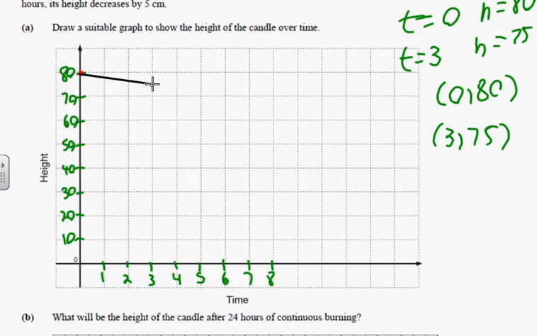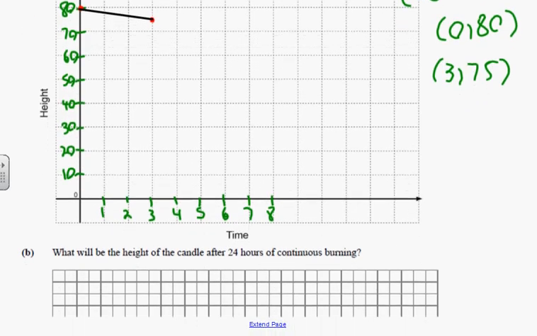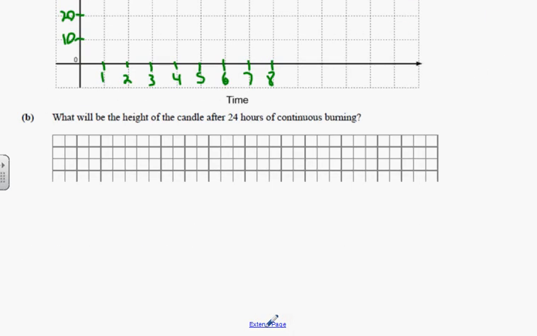I'll give it a go. What would the height of the candle be after 24 hours of continuous burning? Whew. So that's interesting. 2 days. We can do it this way, guys. You lose 5 centimeters in 3 hours, yeah? You need to lose 80 centimeters.